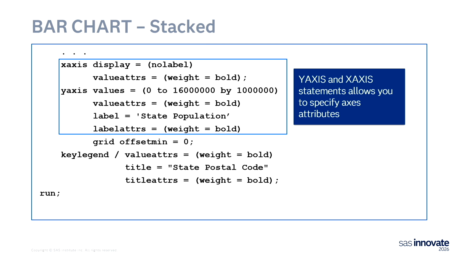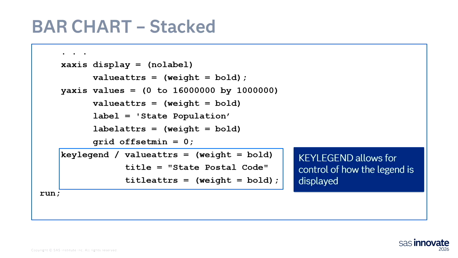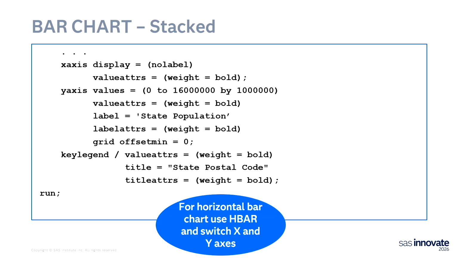We're going to control the attributes again. We want them bolded, so we're just going to specify that with the value attributes, give it a label, and again control that label attribute. We want the legend at the very bottom, so we use key legend. We want it to have the title of postal code with all of the values in bold because we want it to stand out. Otherwise, it's going to inherit from the default destination.